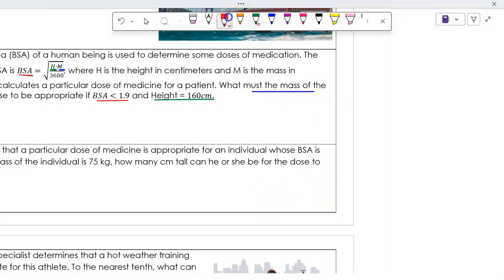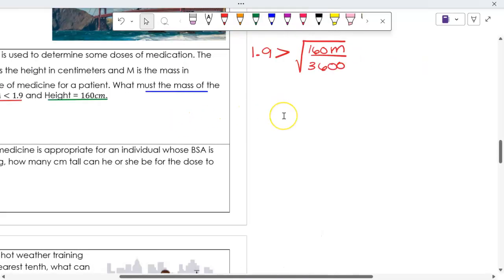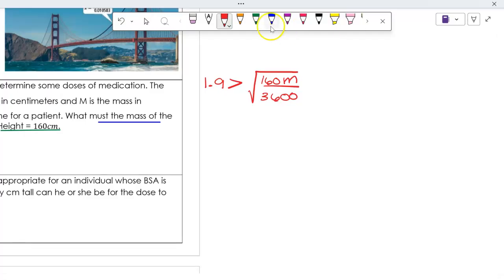And so what I will do is exactly that. I'll say I have 1.9 is less than. Notice my little alligator, my inequality, is eating the 1.9, so I'm going to keep it doing the same thing over here. So we've got 1.9, and then the square root of H times M, where H is 160, we do not know what M is, and we're dividing by 3,600. So I've got my equation, and all I need to do is rearrange and solve for M.